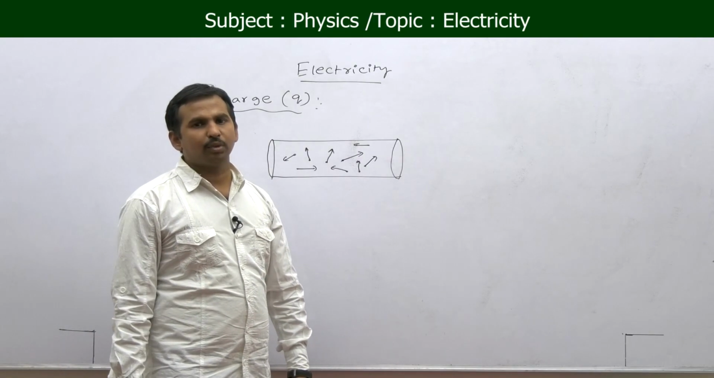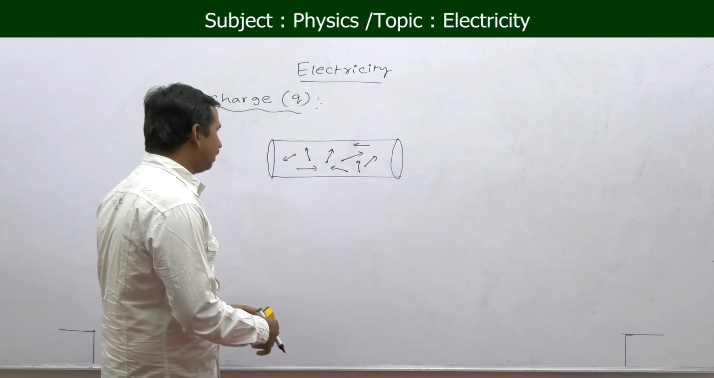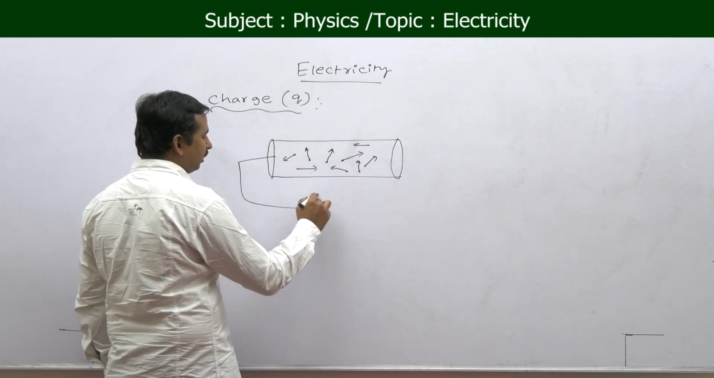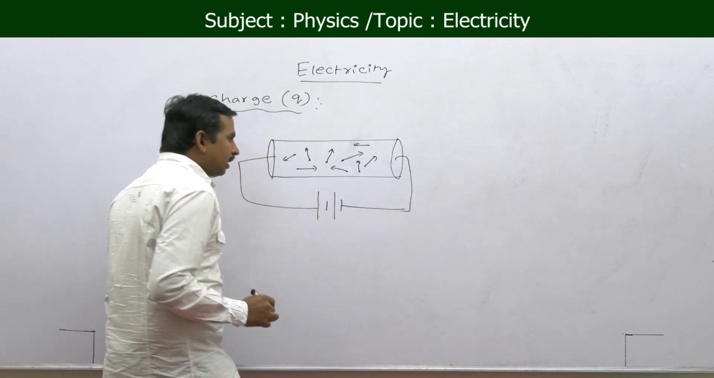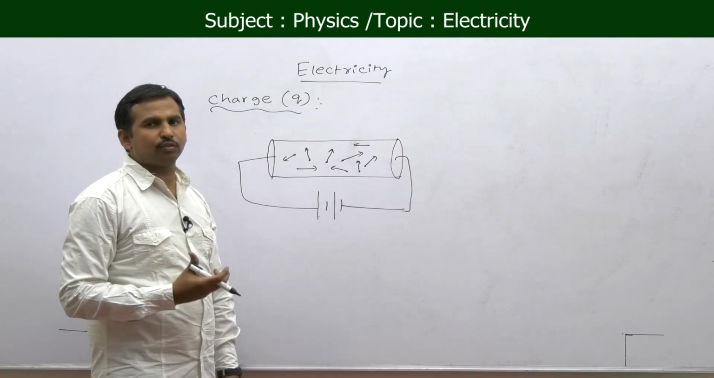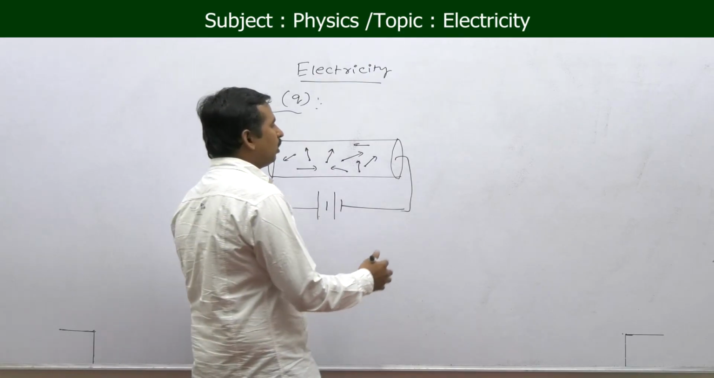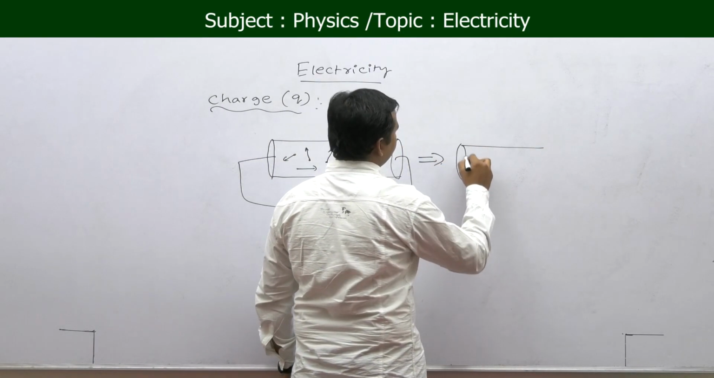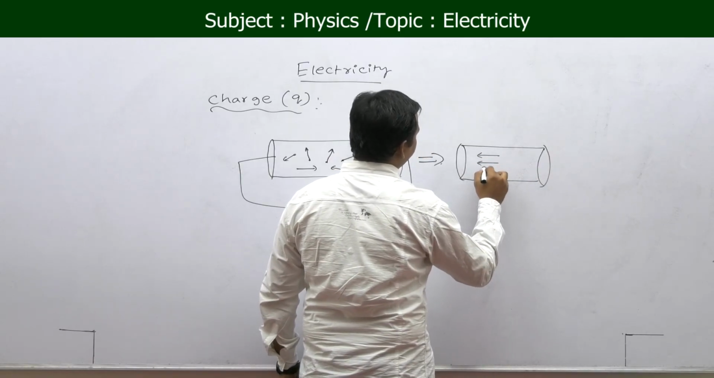So that is why, whenever you touch a conducting wire, there is no electric shock. But once you connect this wire to a battery, there is a change in the direction of these electrons, and now all of them are going in one particular direction. It becomes like this.